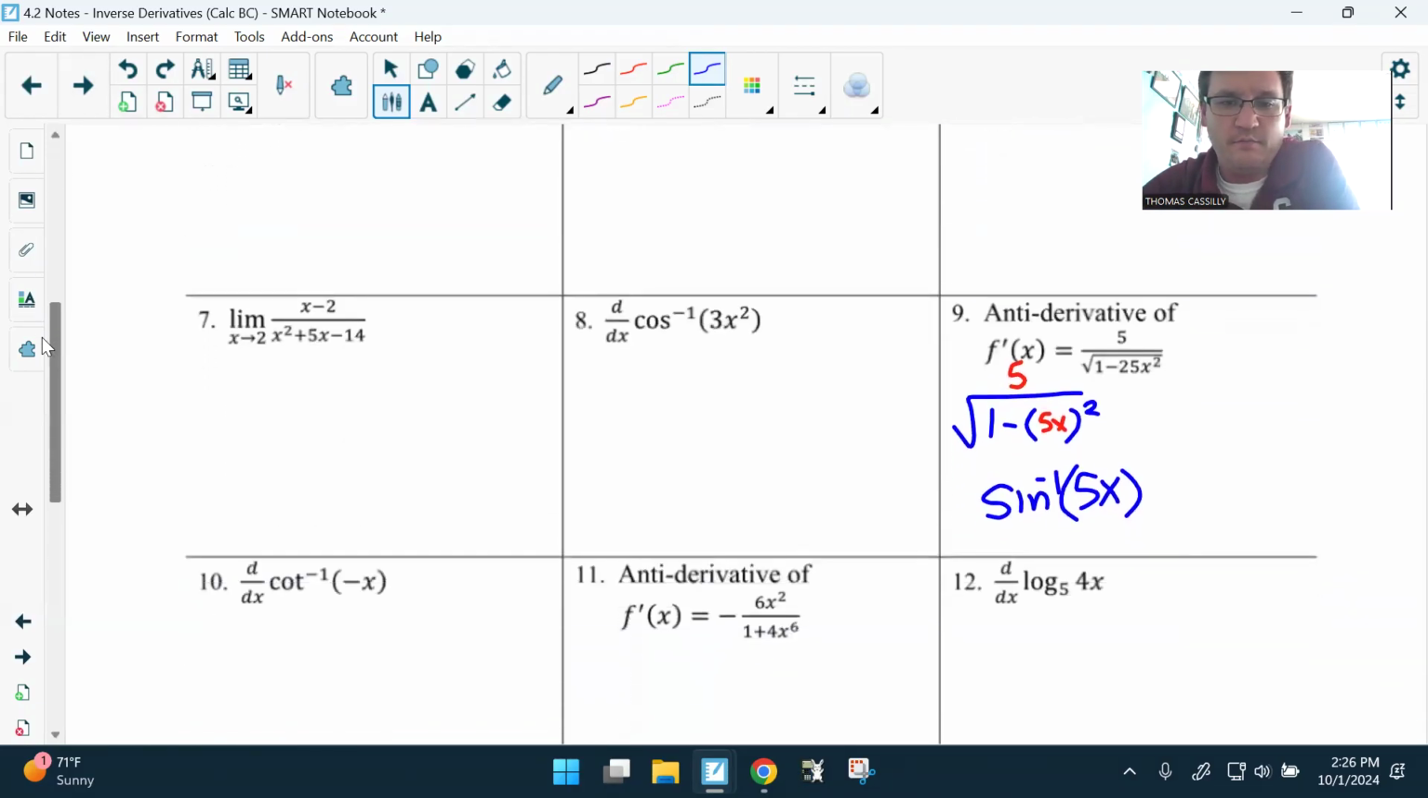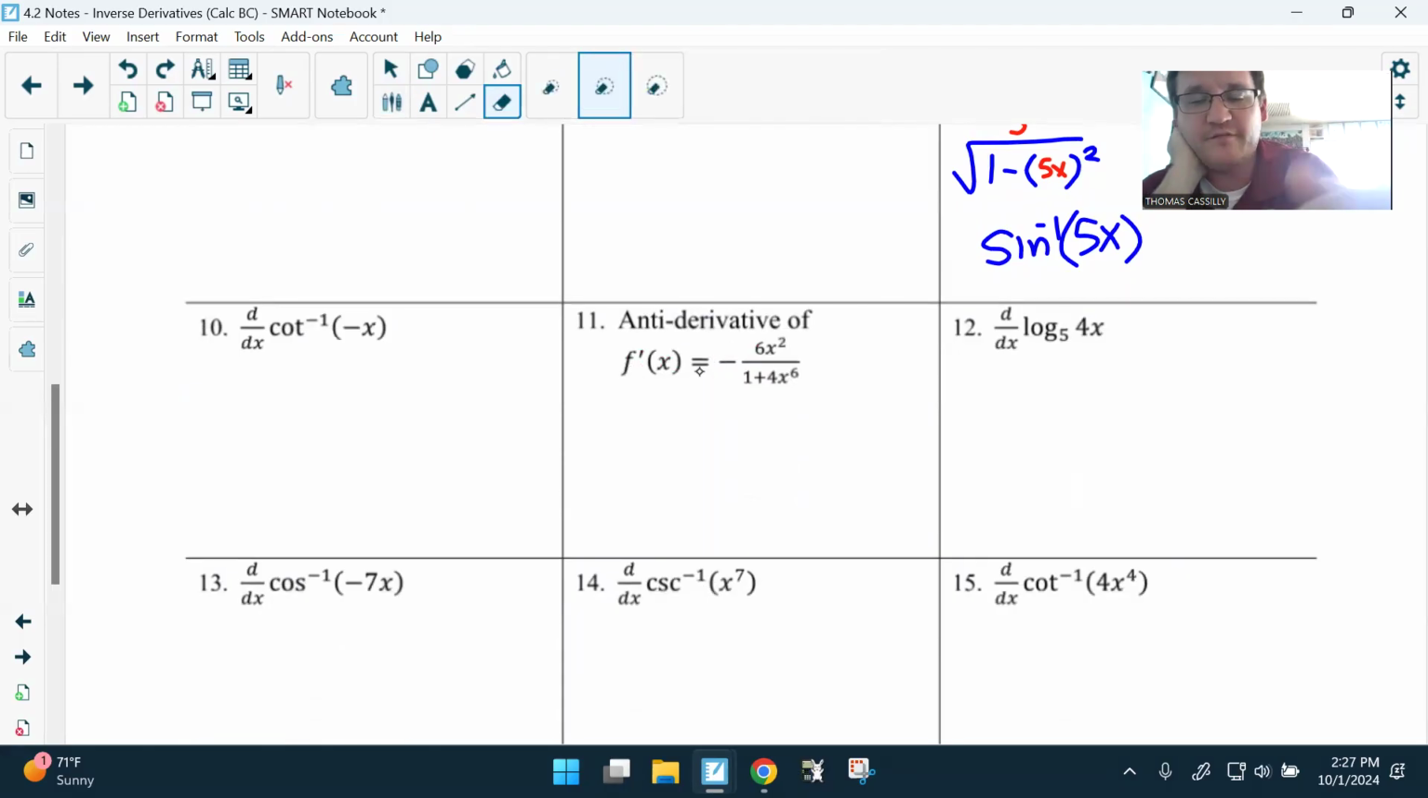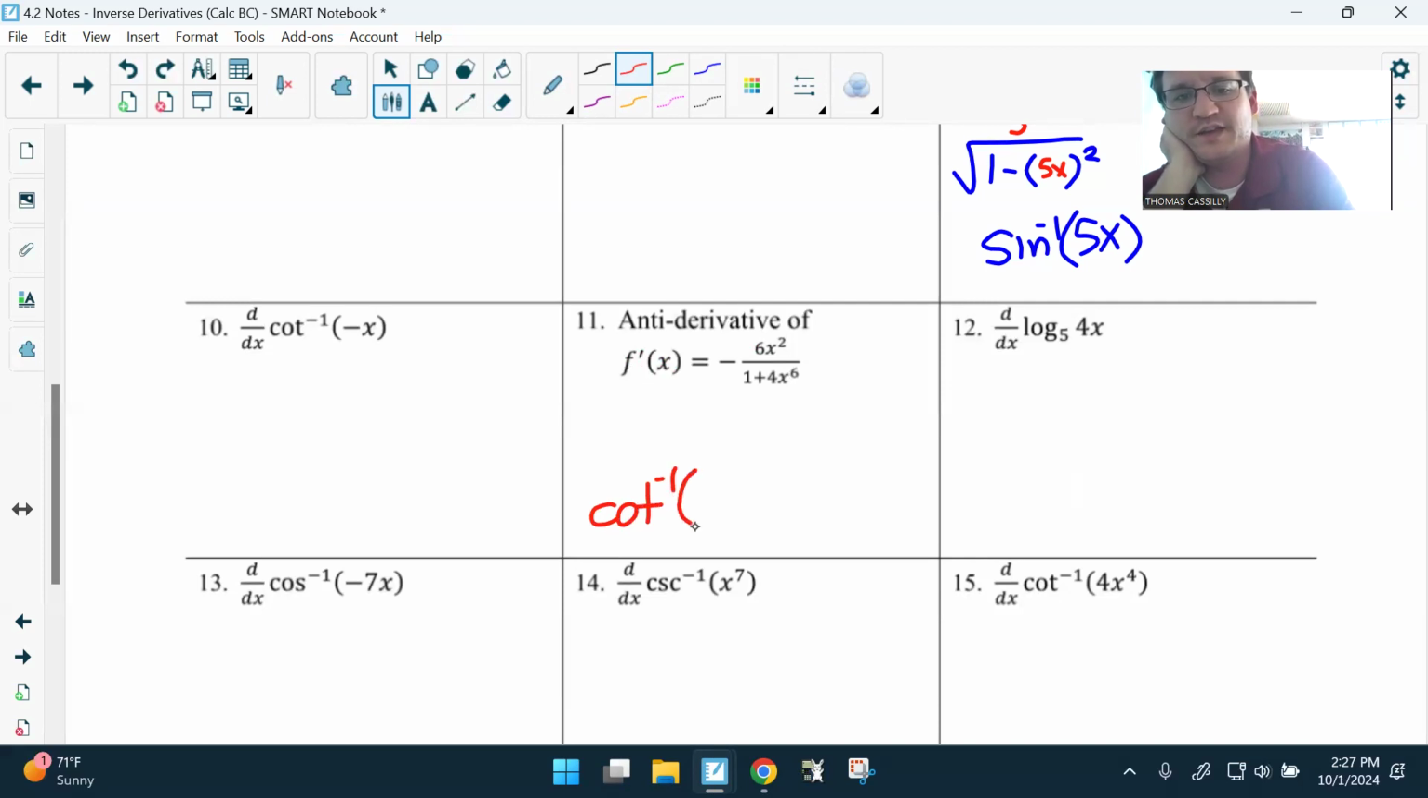All right, let's try this next one. First things first, I see the negative. I told you guys any of the negative ones are the co-derivatives: cosecant, cosine, cotangent. This one does not have the square root in it, so I can already tell you that this one is going to be the inverse cotangent. Now, what is going to be on the inside? Let's think about that. If we work backwards, we know it ends up being 1 plus something squared. So let's look at 4x to the sixth.